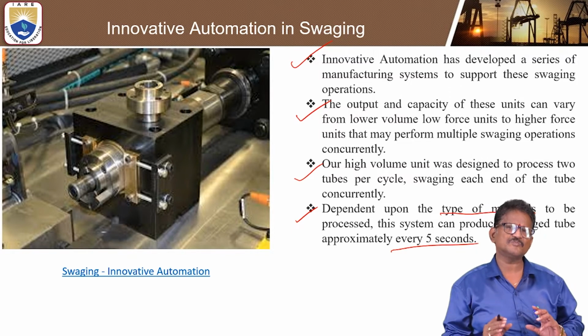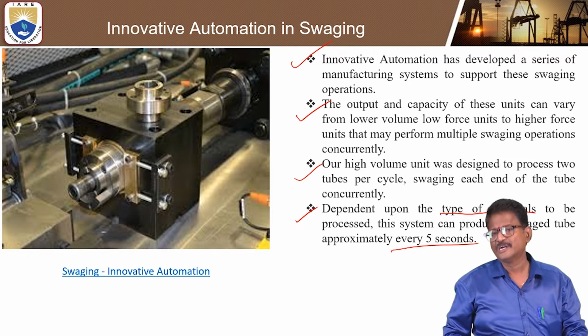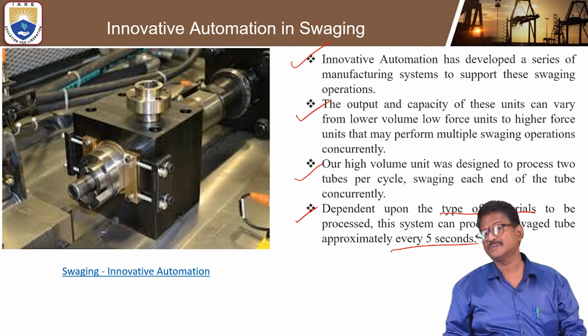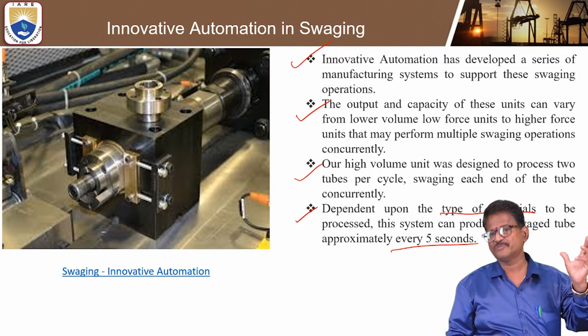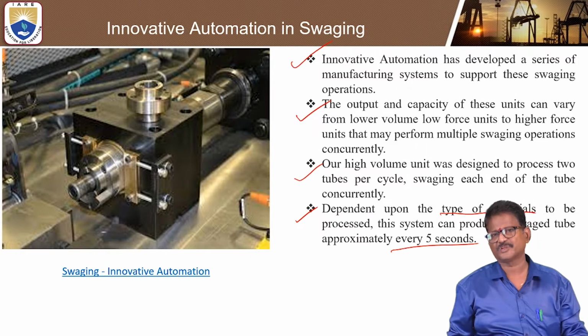Okay, so this is what innovative automation in the swaging process is about, where you can produce different types of components, especially automobile and aeronautical applications, which are widely preferred in this swaging process.